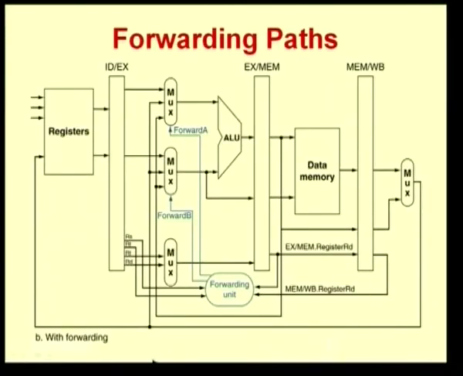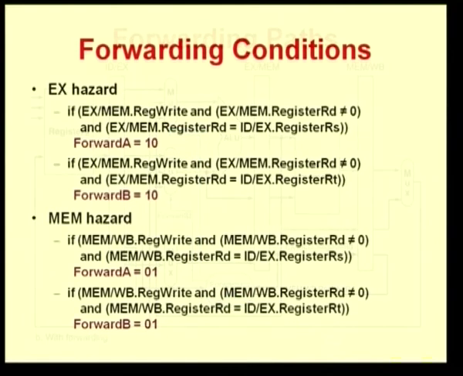Welcome back after the break. So, we were just looking at this forwarding path and how the forwarding gets done. So, as I said, forwarding gets done from either the output of the ex/mem stage or the mem/write back stage, okay, back to the input of the ALU. So, this is where the forwarding is done for this particular set of instructions. Now, coming to the forwarding conditions. So, we just talked about what conditions need to be checked. So, I am just kind of putting all those together here in this slide.